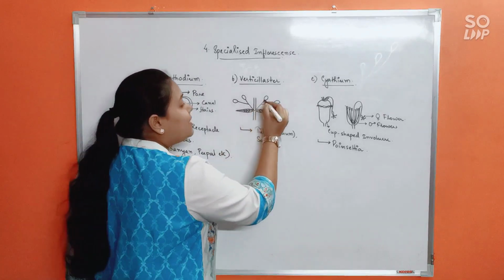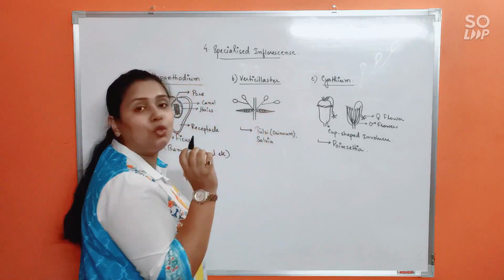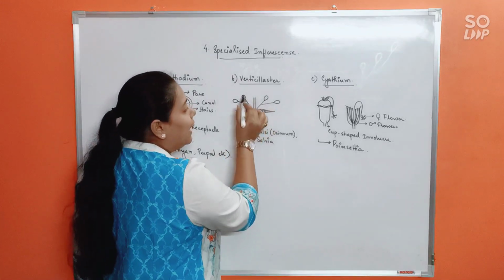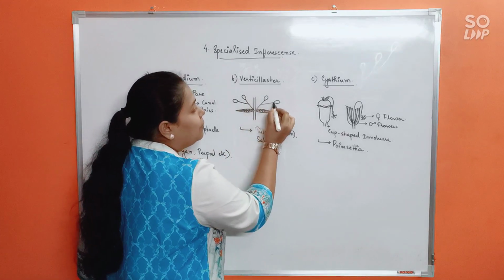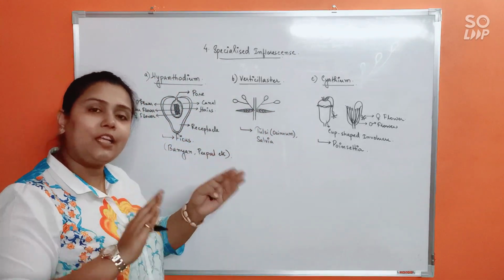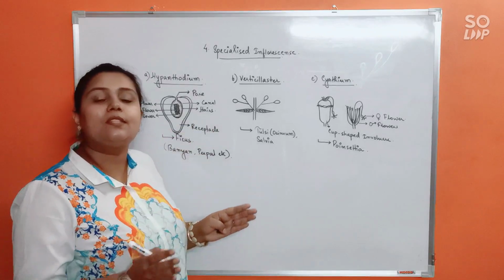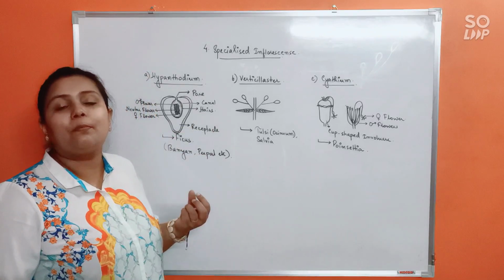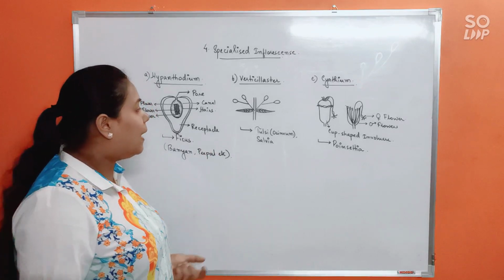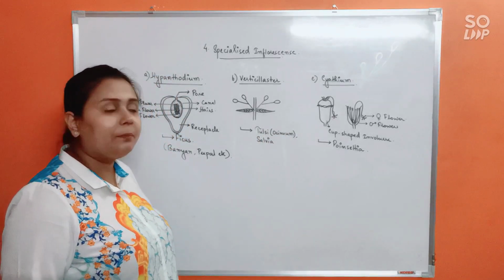But then this dichasial cyme will possess monochasial or uniparous branches. So this will start as a dichasial cyme, but it will end up being a monochasial cyme. So it is a combination of dichasial and monochasial cyme. Understood? So that's why it has been categorized separately and given under specialized inflorescence, that is verticillaster. Example is Tulsi or Ocimum, another is Salvia. Okay.